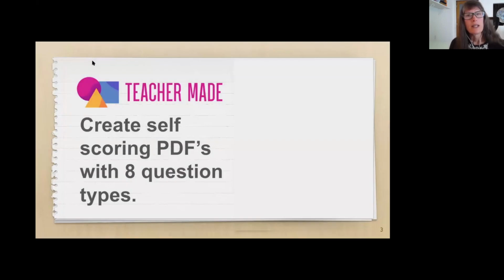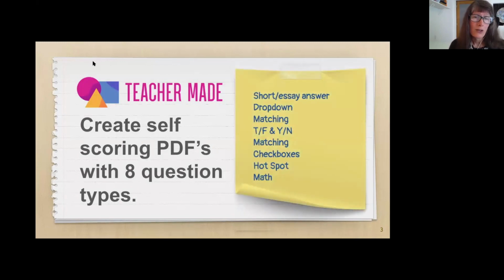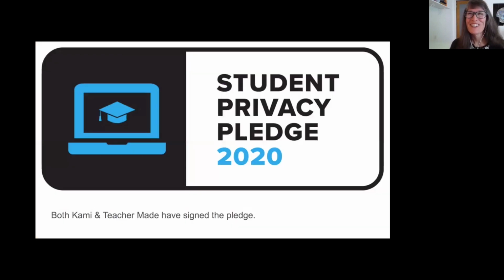In TeacherMade, its greatest strength is creating self-scoring PDFs, and it has 8 question types. The essay answer is one you would have to score manually, but it would add to the balance of the score. And you can see the list of those question types there.